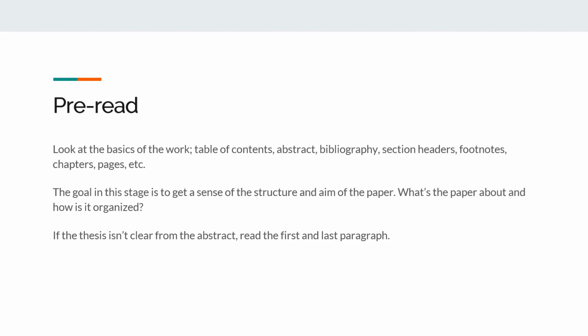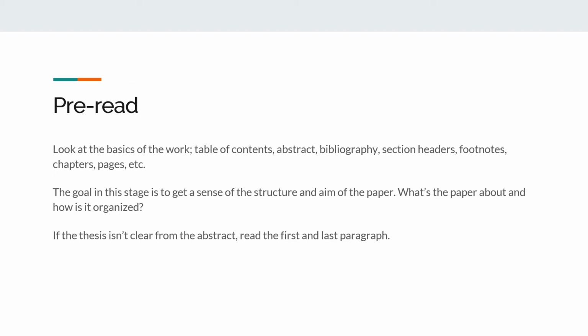The pre-reading step to this process is pretty easy. It's all about looking at the basics of the work and getting yourself into the right mindset to read philosophy. And so this means looking at the table of contents, knowing how many pages you're going to read so that you can mentally prepare for what it is that you're going to read. Notice section headers, footnotes, chapters. Just get a very, very rough idea of the topic that you're going to be reading about.